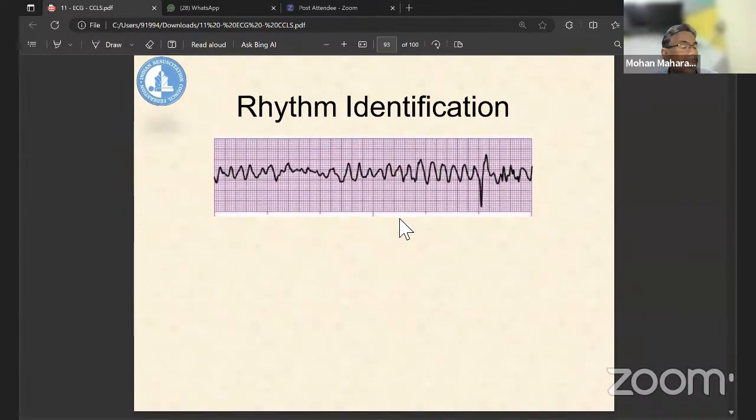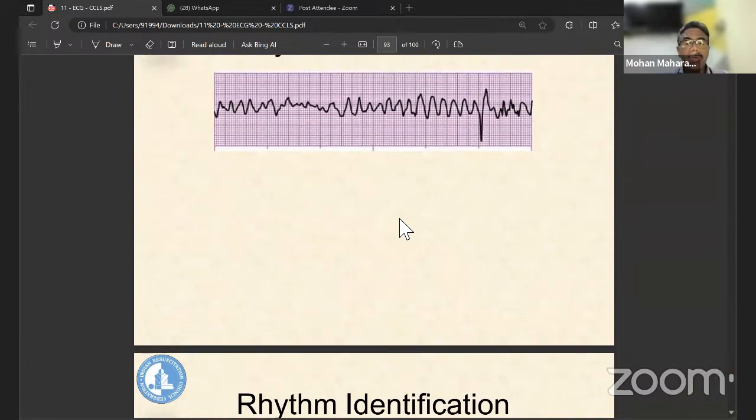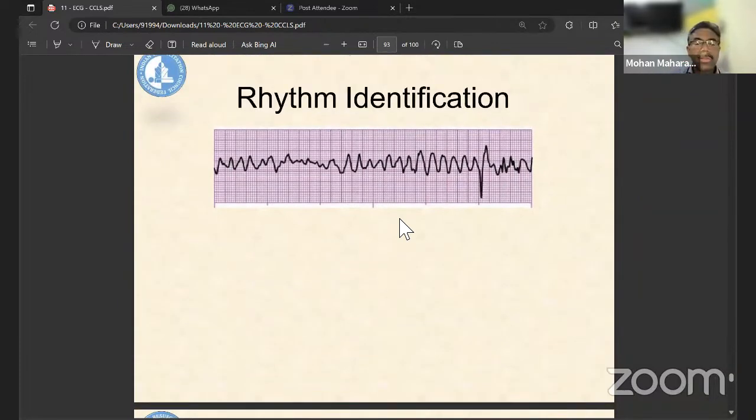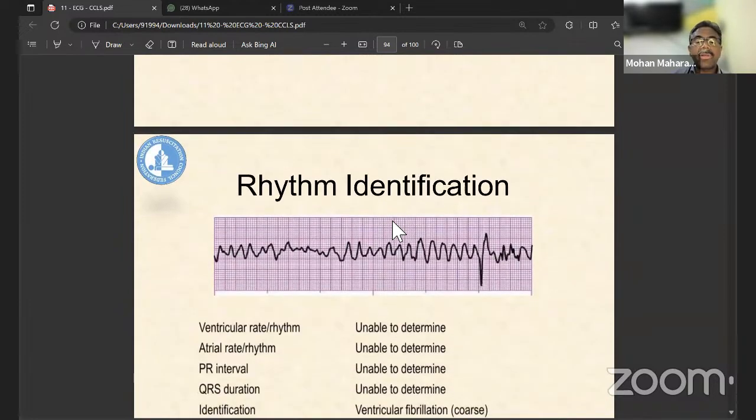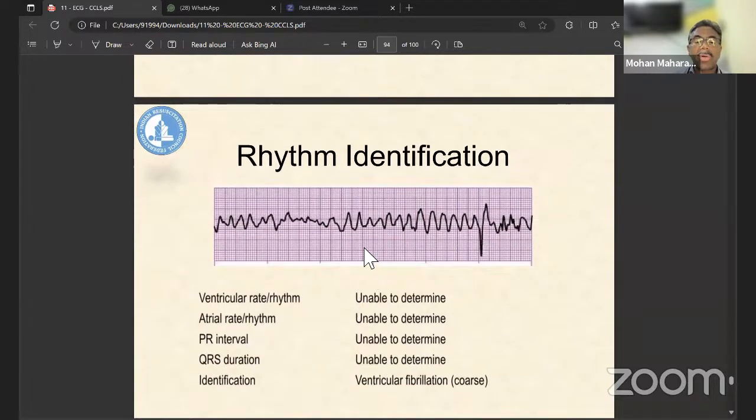Now, look at it. When you want an easy way of looking at it, please look at it here, again using the same 5-step method. Ventricular rate, unable to determine. Atrial rate, unable to determine. PR interval, unable to determine. QRS duration, unable to determine.